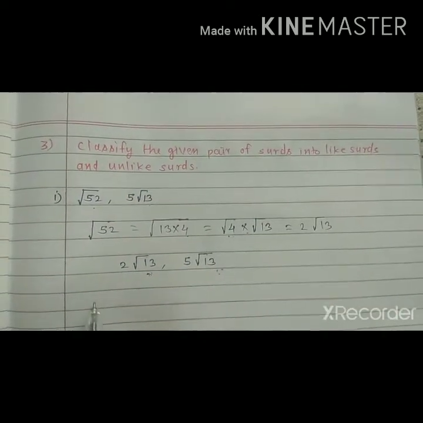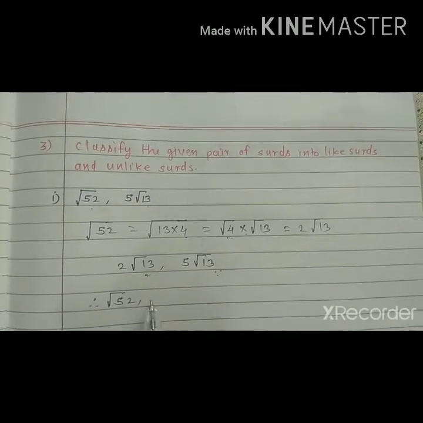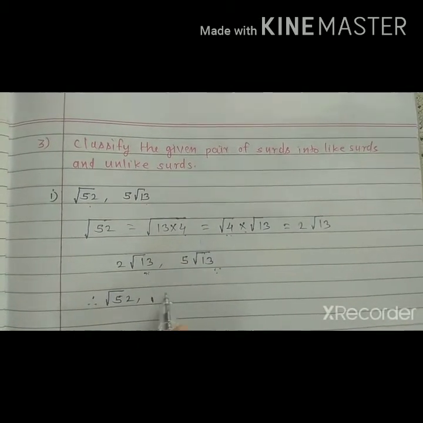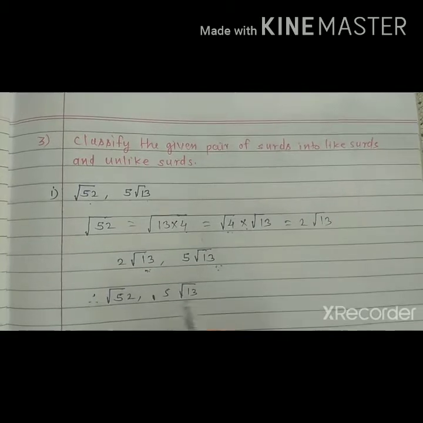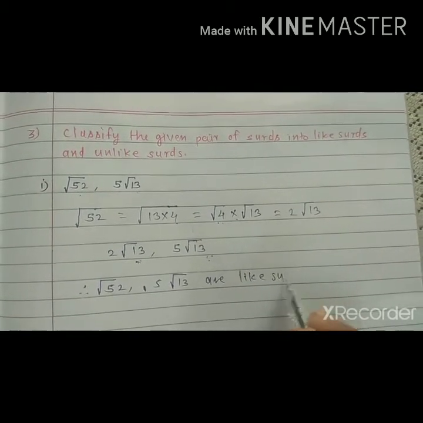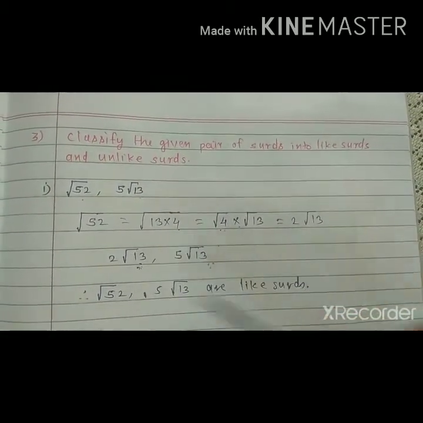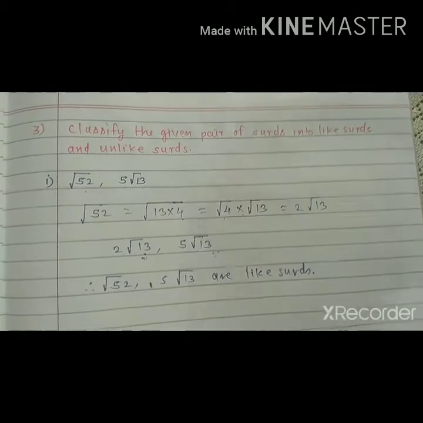So therefore root 52, 5 root 13 are like surd. Getting here radicands are equal, therefore these are like surd.